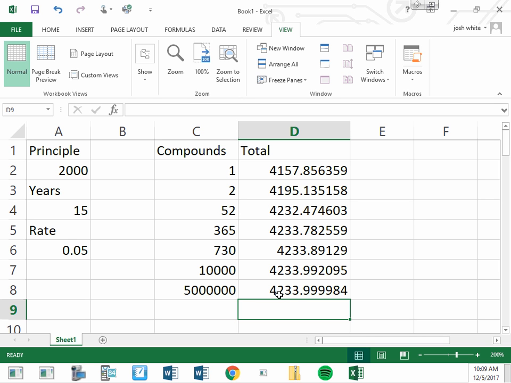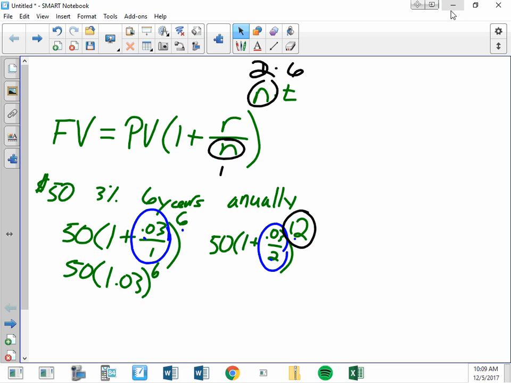It looks like 4,234 is as high as we're going to get. Would you guys agree with that? We can't get any higher than 4,234. Okay, so there's an upper limit for that. Well, what if we compounded every instant of every second for the entire year? How many compounds would that be? Infinity. And we would end up with this formula.